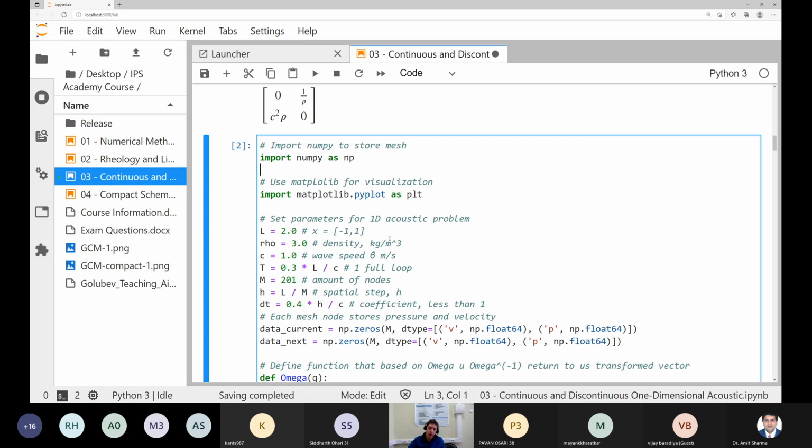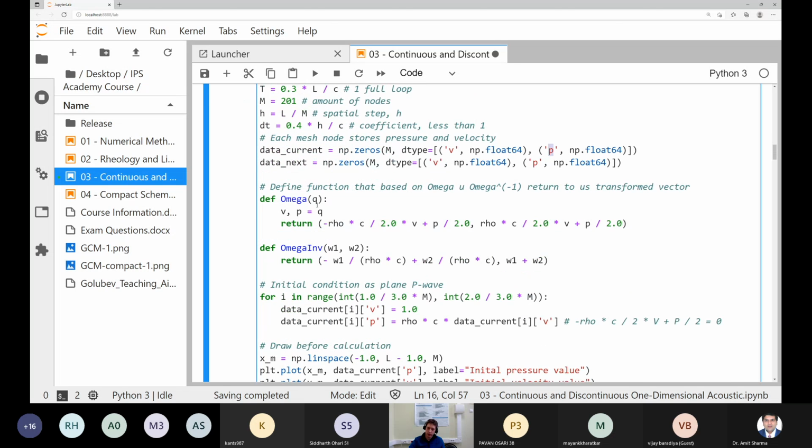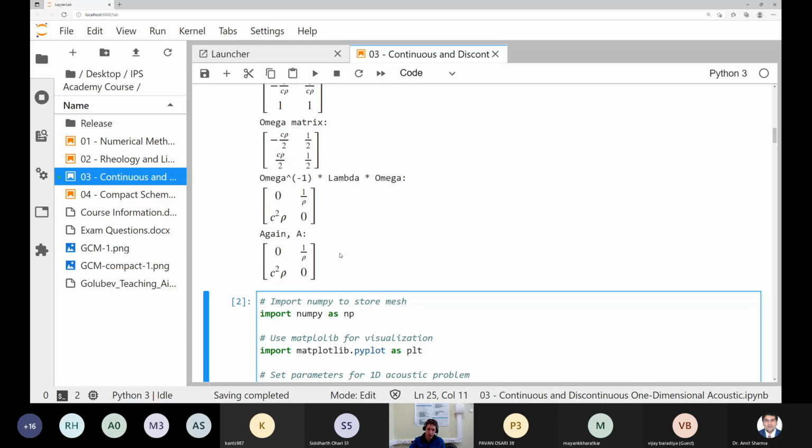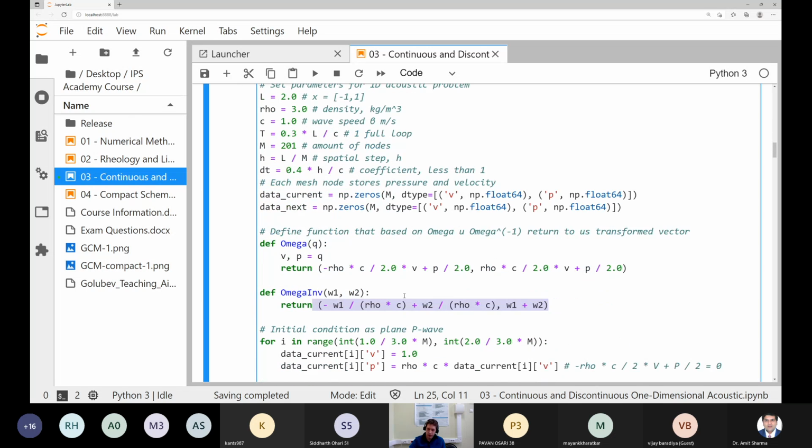So then I used the NumPy to describe current time layer and next time layer. In both arrays, we have two values, one for the velocity, one for the pressure. I implemented the function that apply this matrix multiplication. So if you call omega inf and put here the values of W1 and W2, you will obtain the value of V, velocity, and the value of P as a result of the multiplication of the matrix omega, analytically known, on the vector of invariance W. So you can check this formula and compare it with the result of multiplication of the omega minus 1 on the vector of W1, W2, row by column.